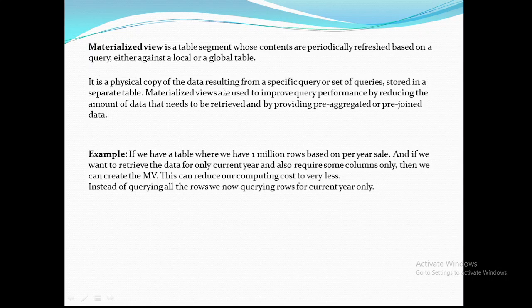So it is a physical copy of data resulting from a specific query or set of queries, stored in a separate table. We are creating a separate table for this, which we call a materialized view. These views are used to improve query performance by reducing the amount of data that needs to be retrieved and providing pre-aggregated or pre-joined data. Once the view is updated from the data in our real table, we can just get the data from the view.